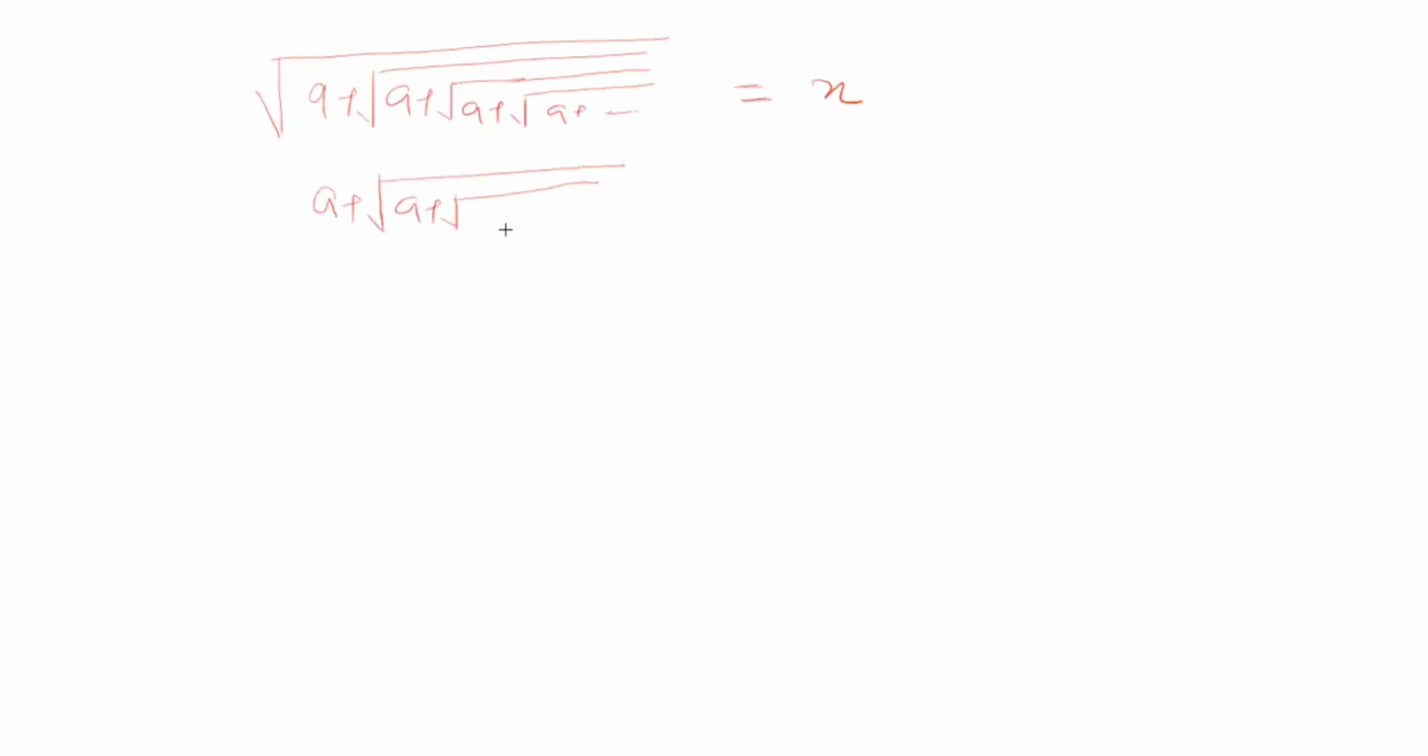We got something of this sort: √(A + √(A + √(A + ...))) and so on and so forth up to infinity. And so we'll call this X and then we will square it. Then we'll get what? A plus √(A + √(A + √(A + ...))) infinite times.